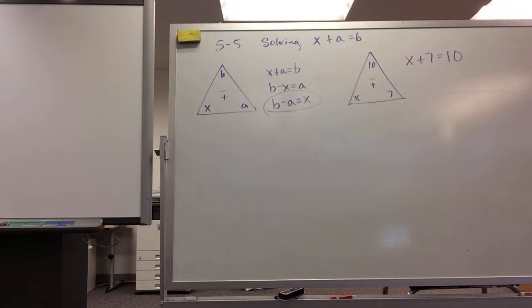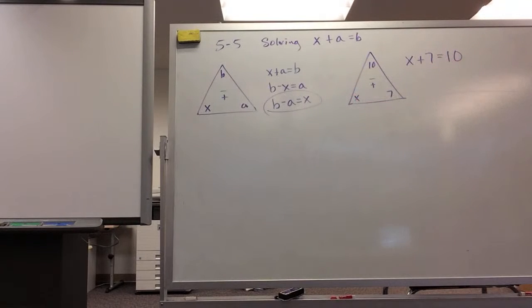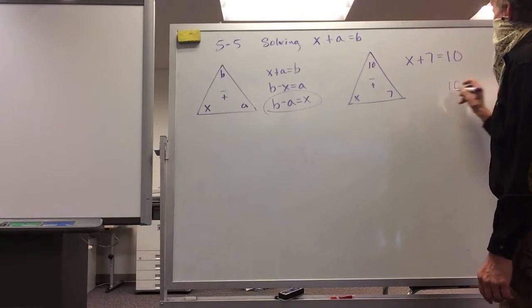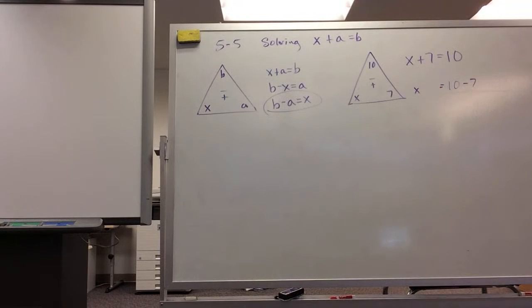So what's the one related fact? So these are related facts here. What would be the one related fact with this equation that would be able to tell you what X is equal to, Lucia? So it'd be 10 minus 7 is equal to X. Can I write it like that? Is that okay? Yeah. Okay.